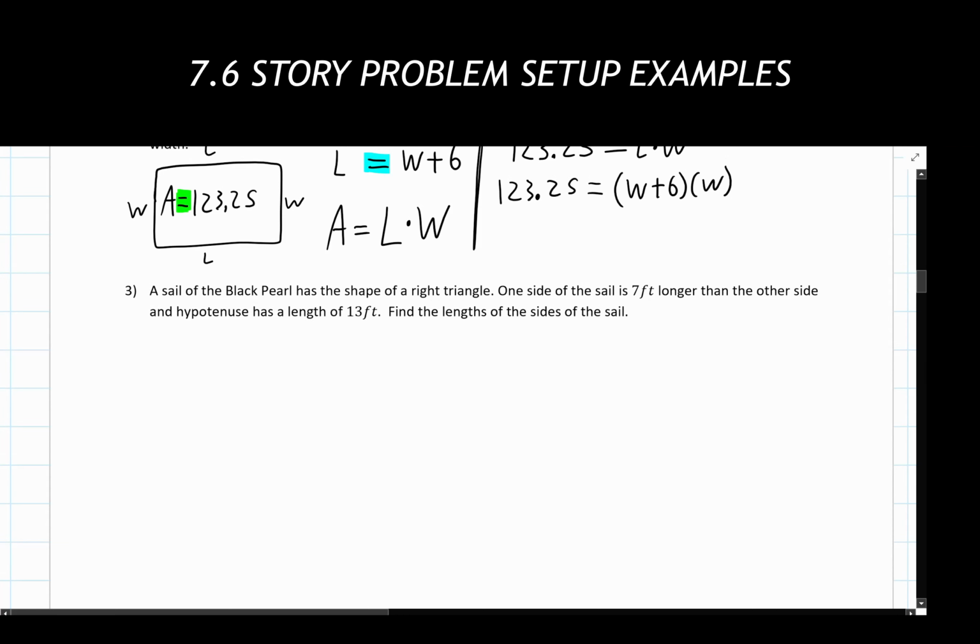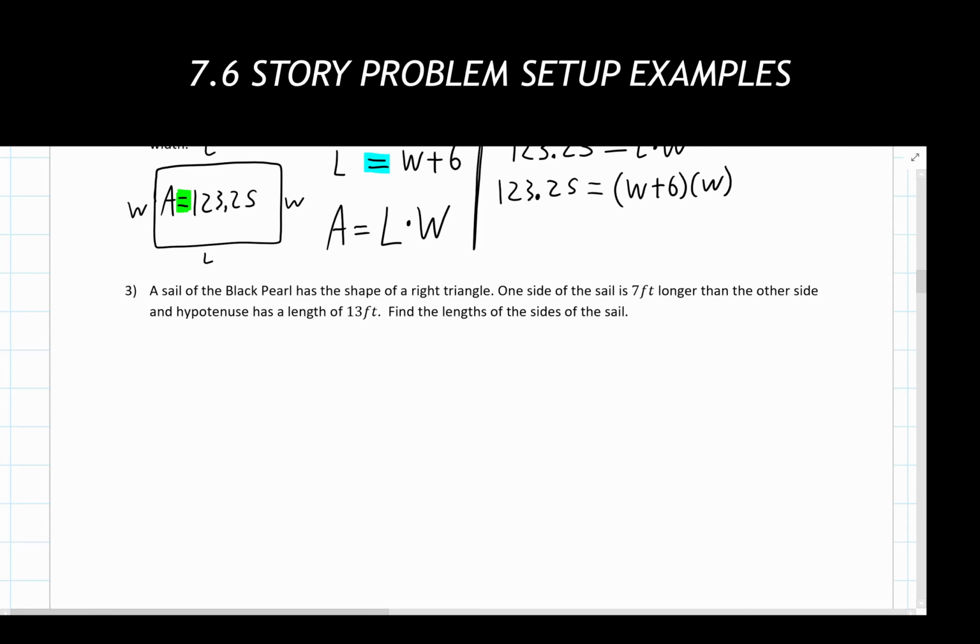So we're told the sail of the Black Pearl has the shape of a right triangle. One side of the sail is 7 feet longer than the other side, and the hypotenuse has a length of 13 feet. Find the lengths of the sides of the sail.